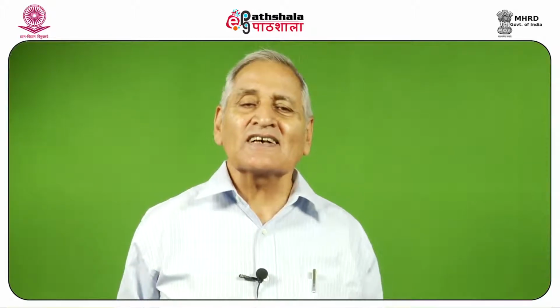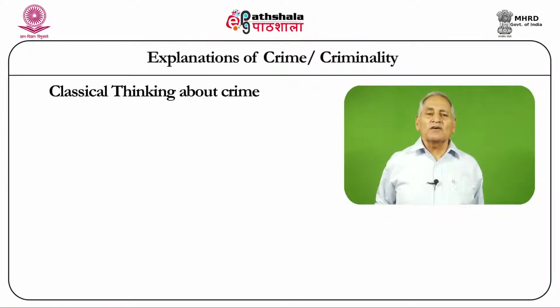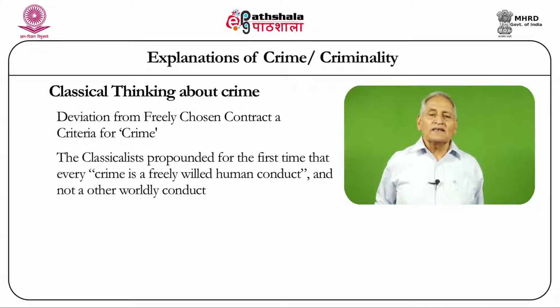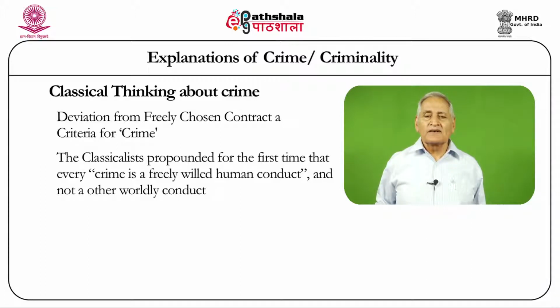The essential classicalist thinking about crime was the following: first, every crime or deviation was considered to be a freely chosen contract, which was the criterion of crime. Classicalists propounded for the first time that every crime is a freely willed human conduct and not an otherworldly conduct. This made classicalism a great march over the earlier pre-classicalist thinking, because there crime was considered to be an otherworldly phenomenon. The classicalists were the first criminological explainers of crime as a this-worldly phenomenon. Crime is a freely willed human conduct.